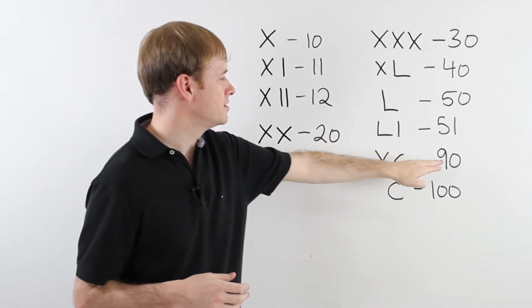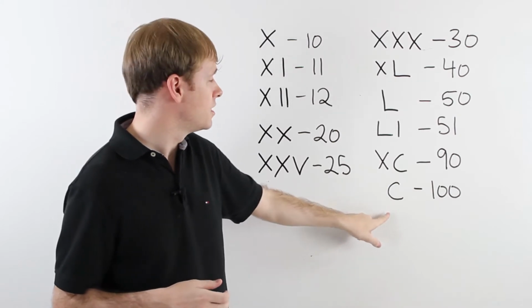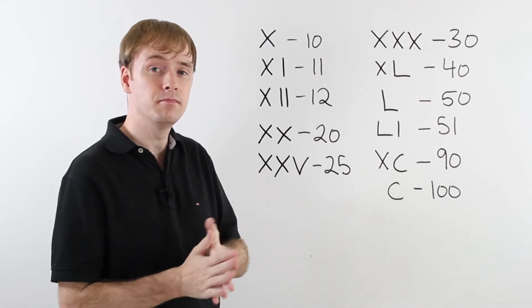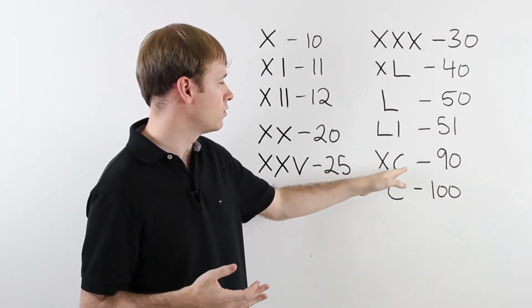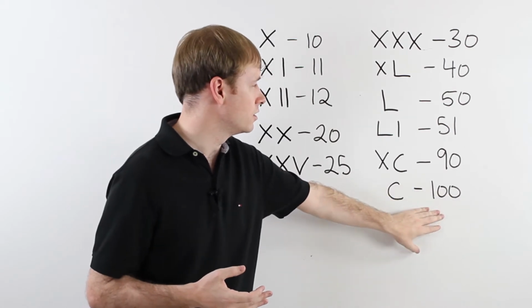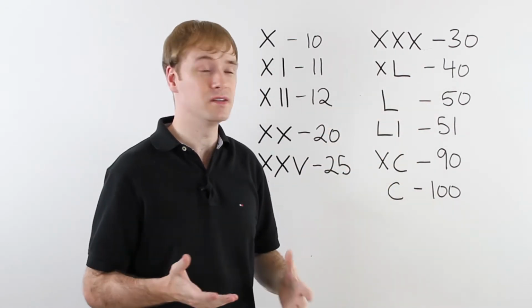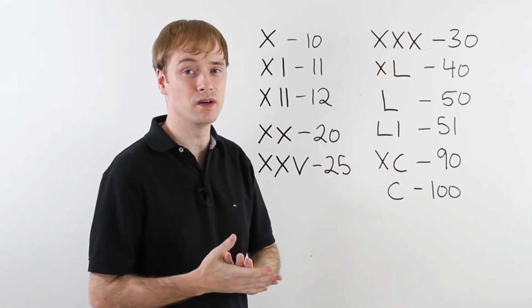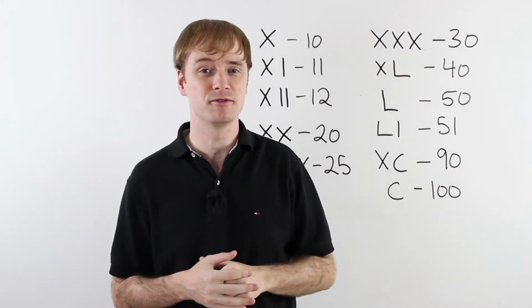XC is 90. Well, what is C? C is 100. So X is 10 before 100. So 10 before 100 is 90. And of course, C, 100. Okay, so again, these ones are not so common, so you don't have to worry about this so much. But anyway, let's continue to some bigger Roman numerals.